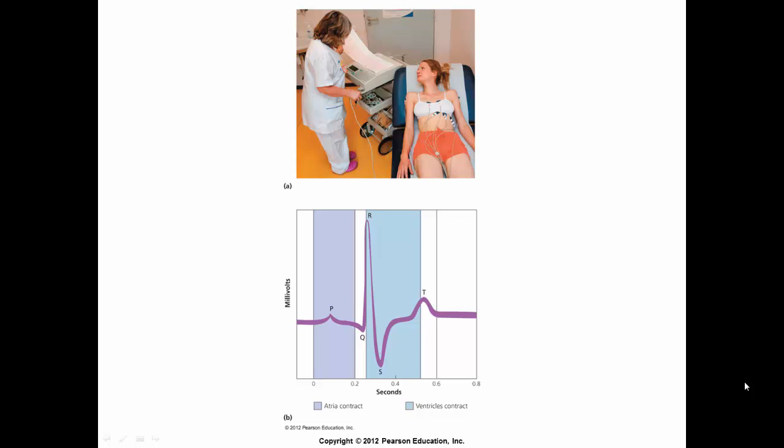The T wave is ventricular repolarization, or in other words, when the ventricles return to the state before the initial contraction.